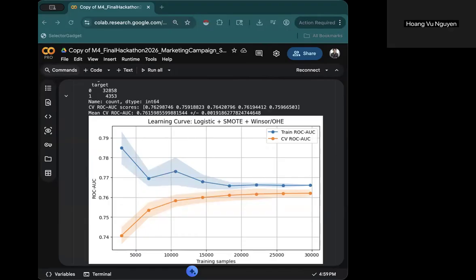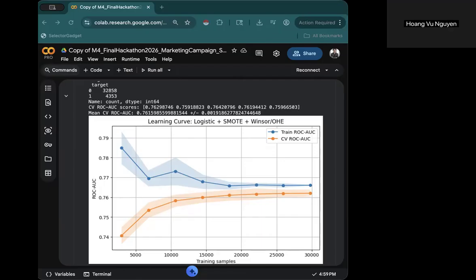I approached this systematically through preprocessing optimization, imbalance experimentation, model comparison, learning curve diagnostics, feature engineering testing, AutoML refinement, and finally ensembling for leaderboard improvement.